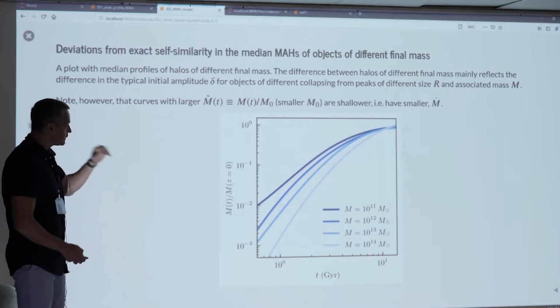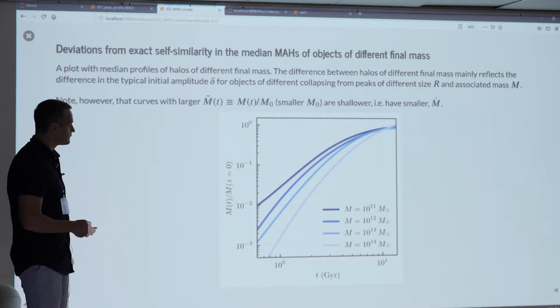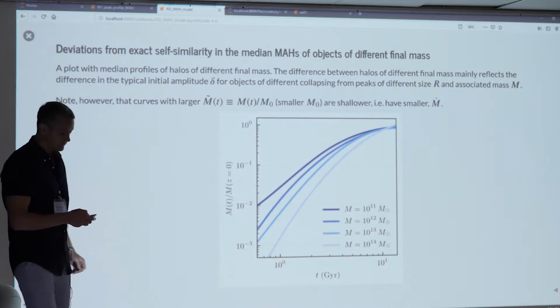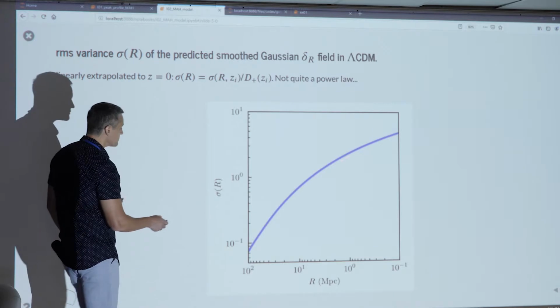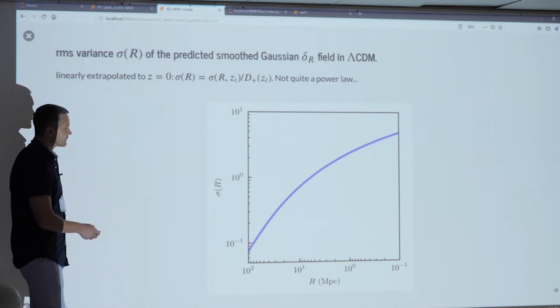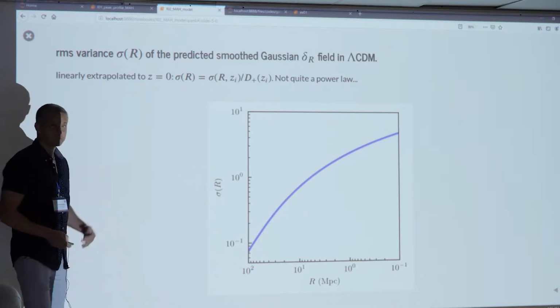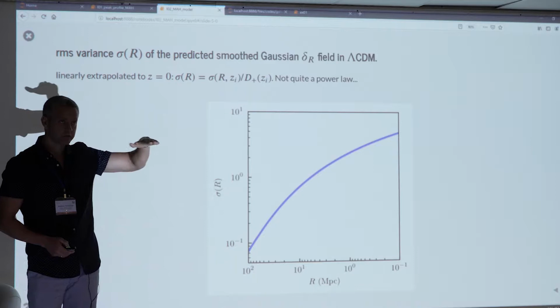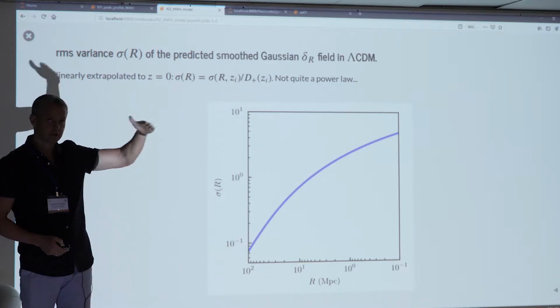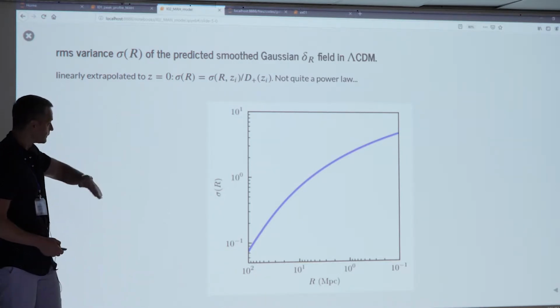So the main thing that you see here is a combination of the fact that objects of different mass have different typical overdensity initially, which is reflected in the fact that RMS fluctuations are a function of scale, and the largest objects have smaller typical RMS. So it means that at a given time, their typical fluctuation delta will be smaller, right? Because they all adhere to Gaussian fluctuations.